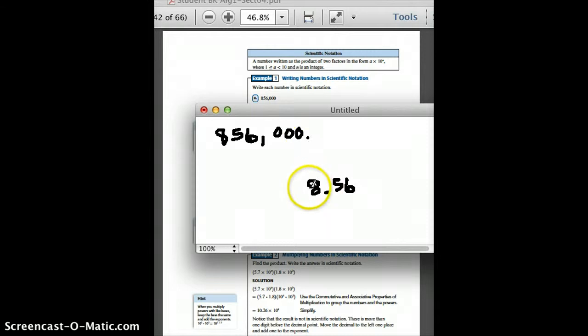You're going to go back and count 1, 2, 3, 4. Notice I go between the numbers, so 1, 2, oh, I missed one. Shoot. 1, 2, 3, 4, 5. Okay, so I moved it 5 spaces. So it is times 10 to the 5th.